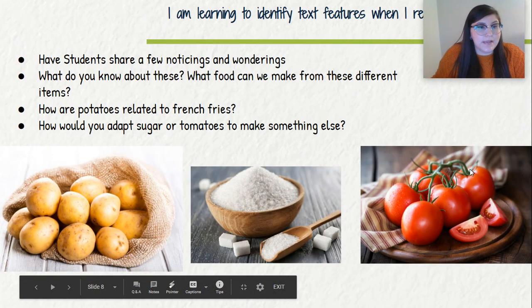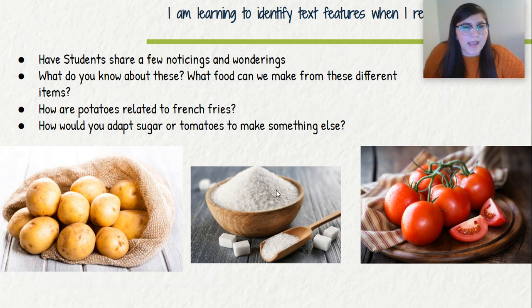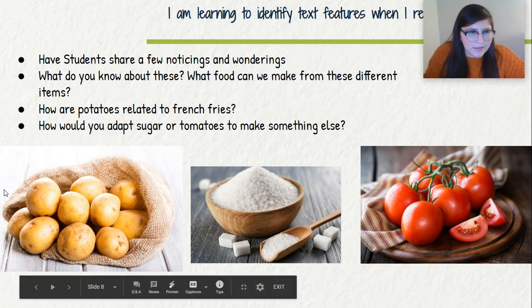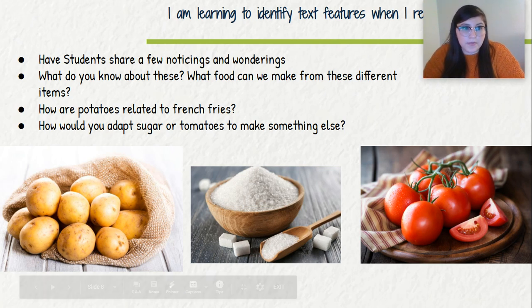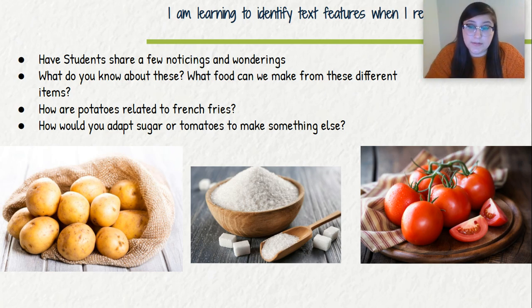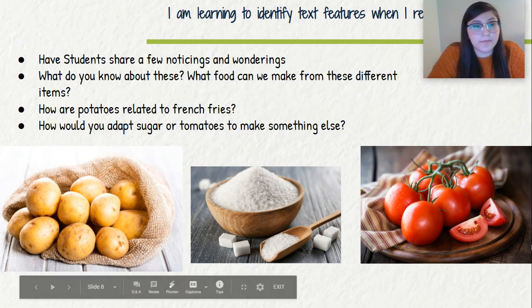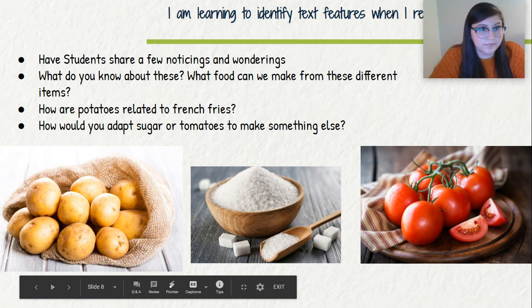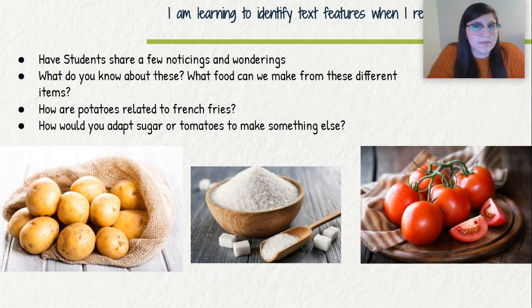All right, and now we have potatoes and sugar, I think. Yep, sugar and tomatoes. What can you make from these different foods? I know, Miss Martinez told you I love potatoes. If I go to McDonald's, I can get some French fries. So those are one of my favorite potato things. What about sugar? How can you change or adapt sugar to make something else?